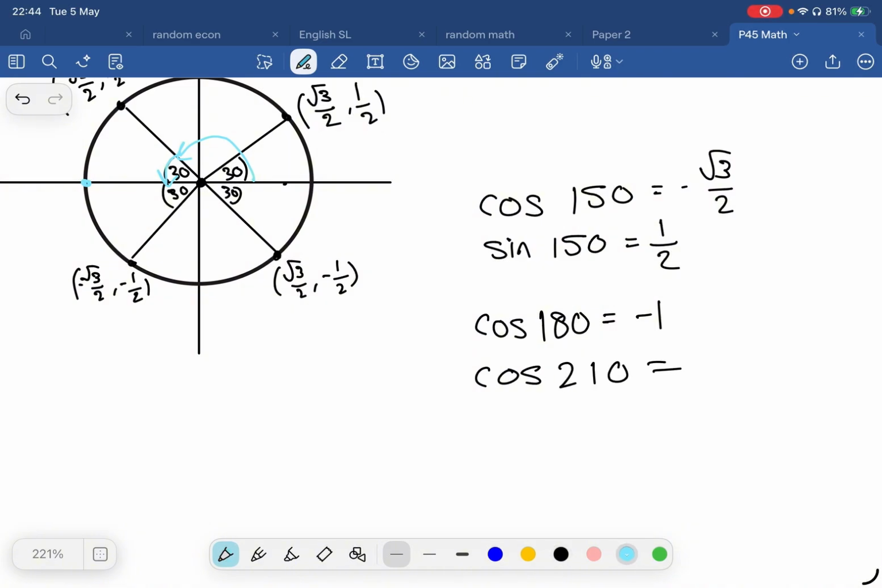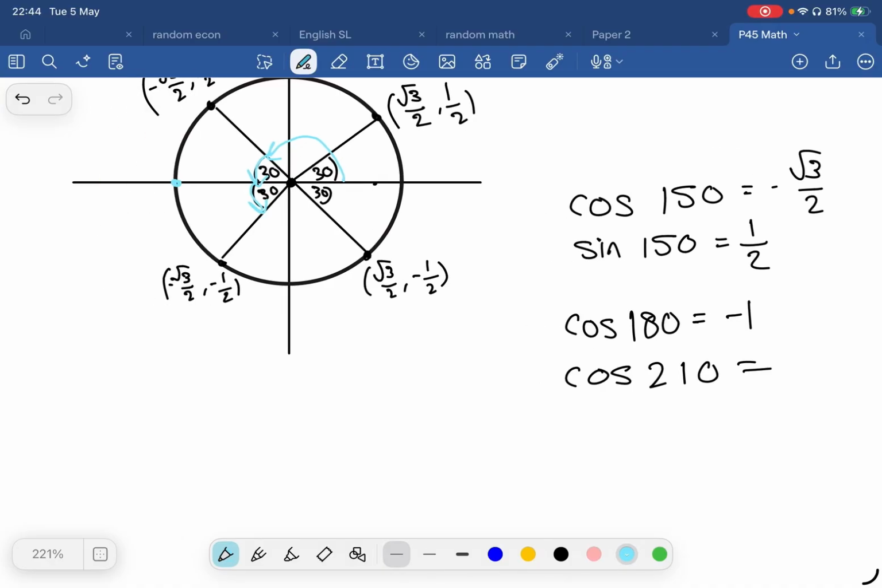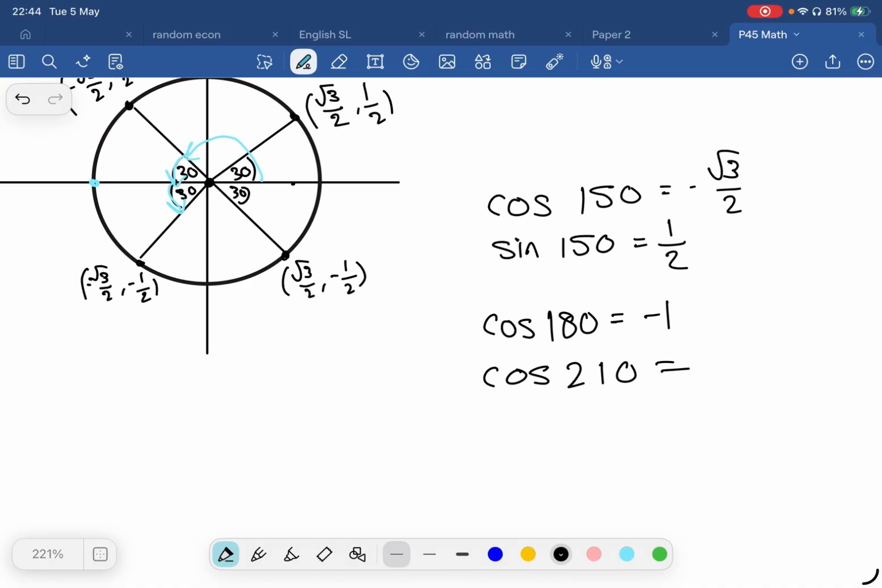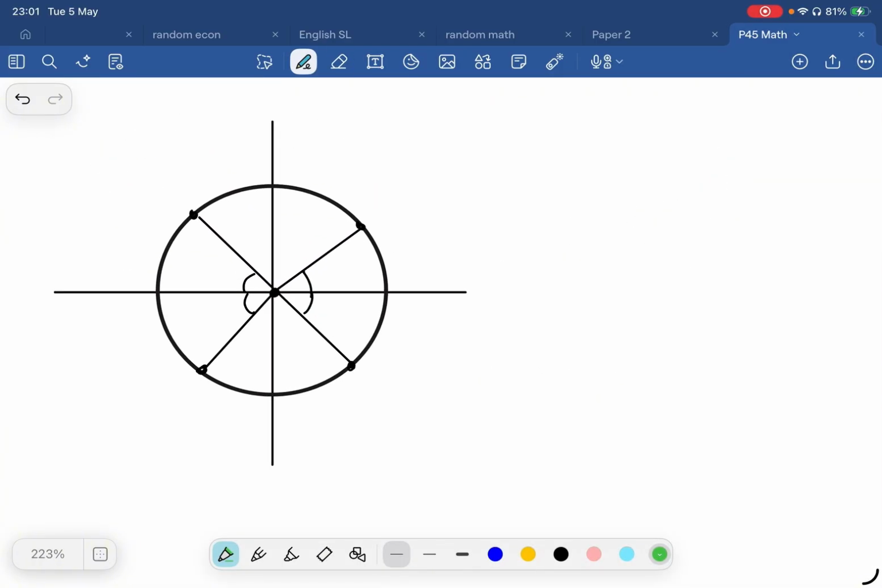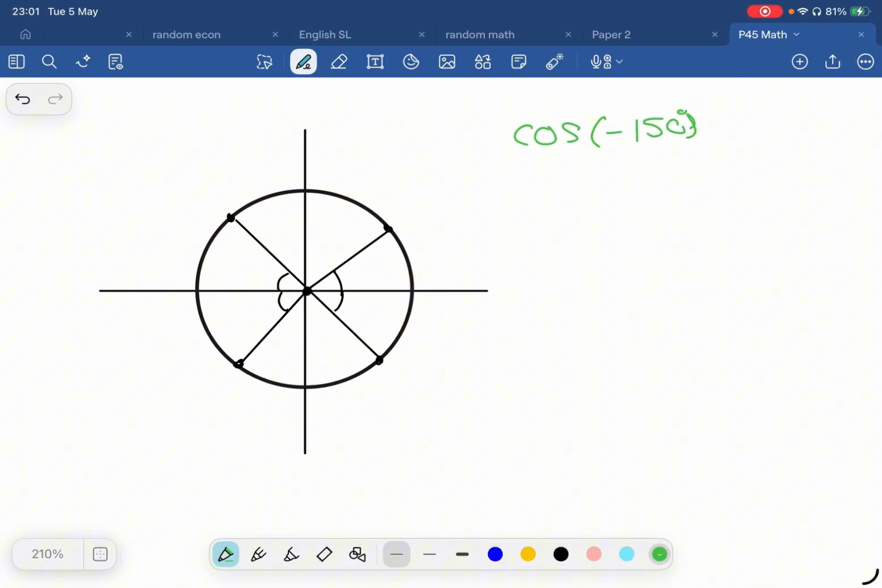That would just be extending it down to here, which would give you the x-coordinate is negative root 3 over 2. Okay, so the last two things I want to do is, well, if I asked you cos of negative 150 degrees, how would you solve that?